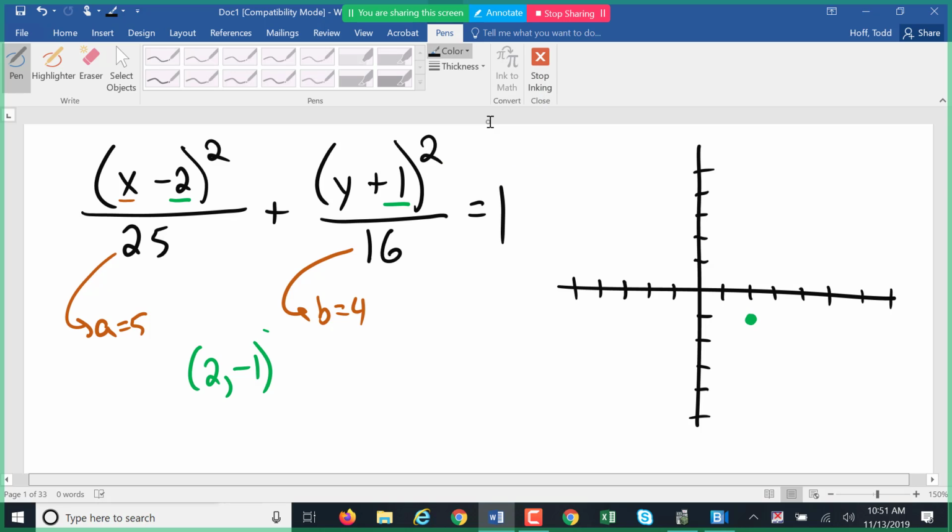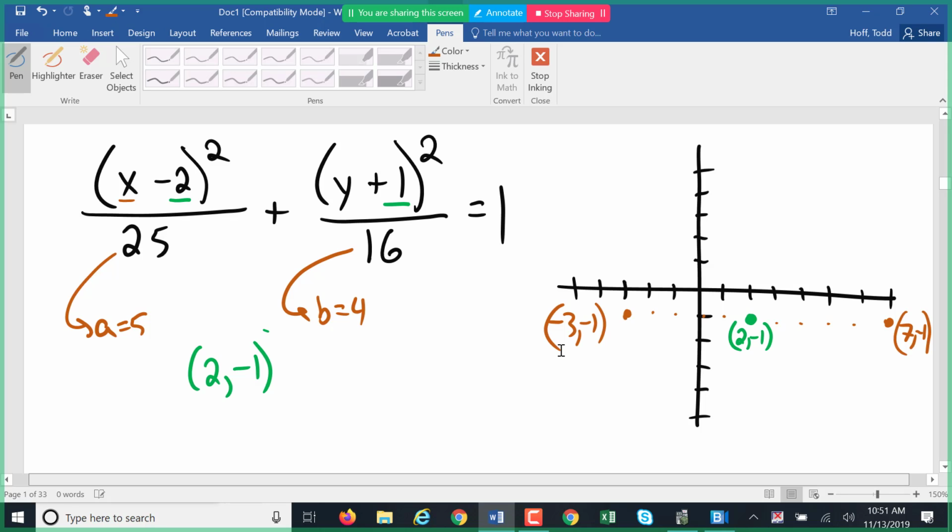So now we can go back and use A and B to find the ends of our ellipse. I'm going to label that center here quick just to have it labeled. So for A, it being 5, I go 5 units to the right. 1, 2, 3, 4, 5. That's going to be at the point 7, negative 1. Or 5 units to the left. That's going to be the point negative 3, negative 1.